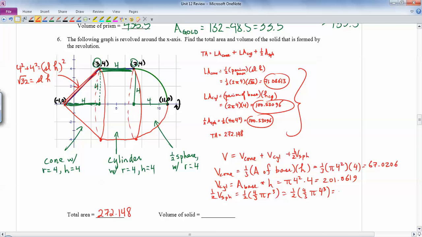And so if you work that out, you get 134.0413. And then we just add these guys together. So if you add them all together, you end up with 402.124.